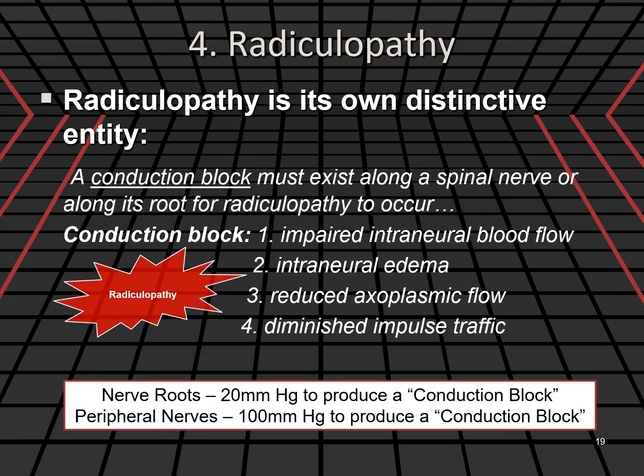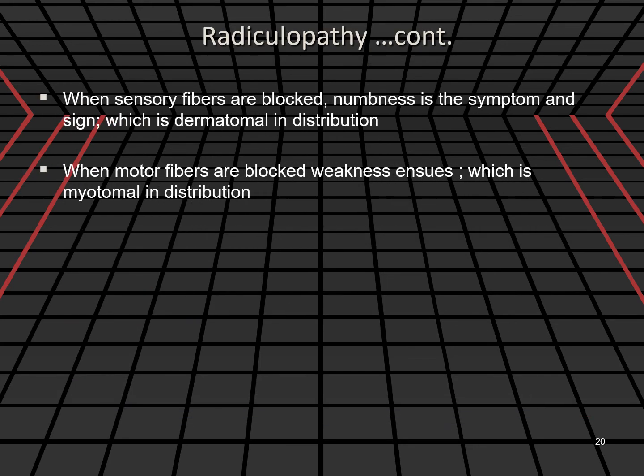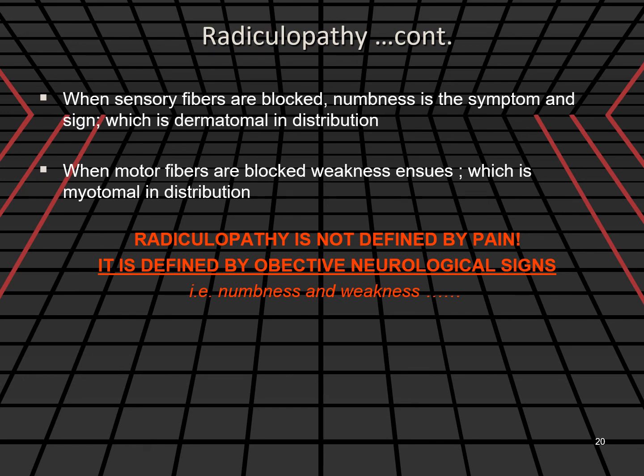Studies have been done. It takes about 20 millimeters mercury of pressure to produce a conduction block in a nerve root. They're much more sensitive than peripheral nerves. Peripheral nerves take about 100 millimeters of mercury to produce a conduction block. All right, so we know that nerve roots have a sensory and a motor component. When sensory fibers are blocked, compression block, you get numbness, maybe some tingling, and that numbness is typically dermatomal in its distribution. When the motor fibers are blocked, then of course you're going to get muscular dysfunction or weakness.